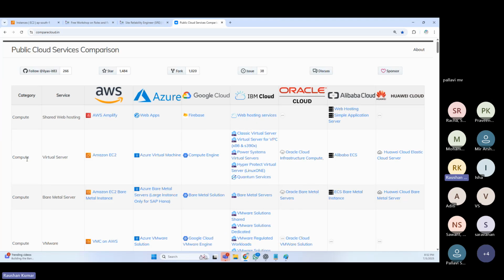If you're talking about compute, you call EC2 in AWS. In Azure, you call it virtual machine. I showed you compute engine in GCP. Just the name changes. The use case remains the same. You want to get the server, now you go to virtual machine in Azure.